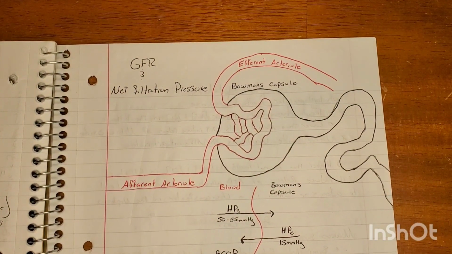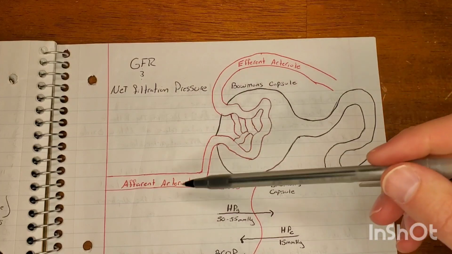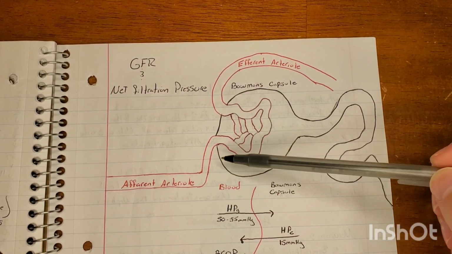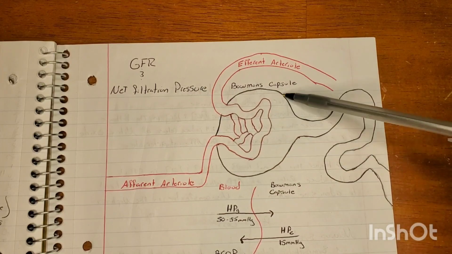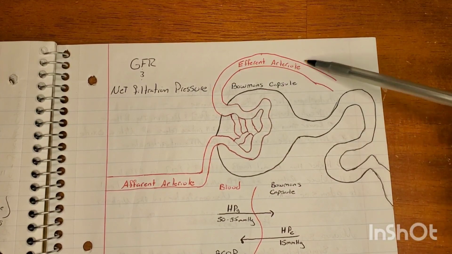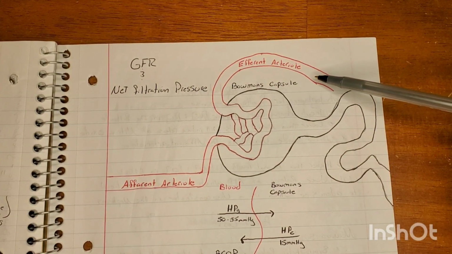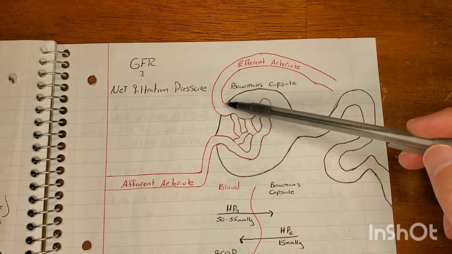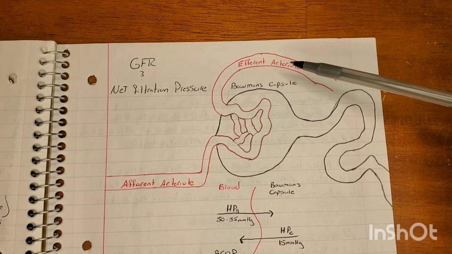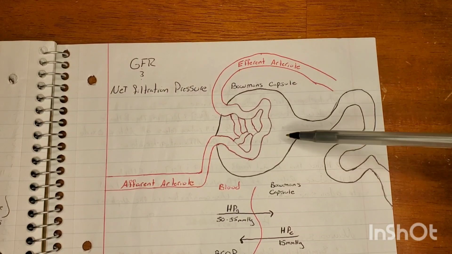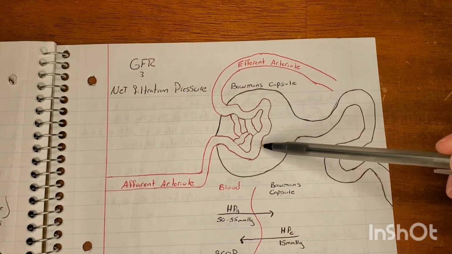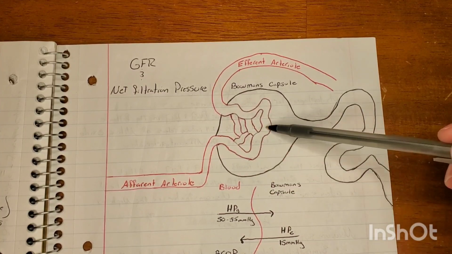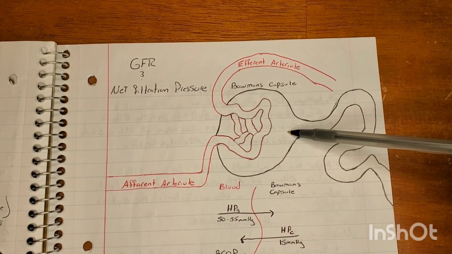I have drawn here, this is a very simplified Bowman's capsule. We have an afferent arteriole coming in. We have exchange here. We have an efferent arteriole exiting, a little different than other capillary systems you've seen in the body because it has an efferent arteriole instead of a venule. But I want to talk about going from here in the glomerulus, these glomerular capillaries, into the Bowman's capsule.